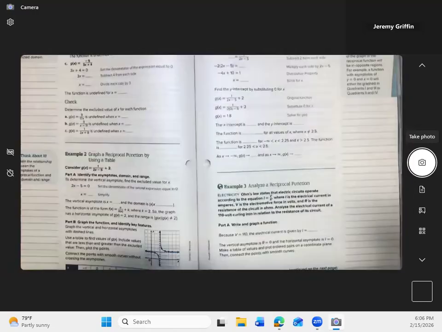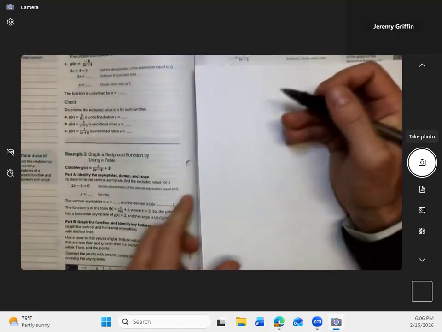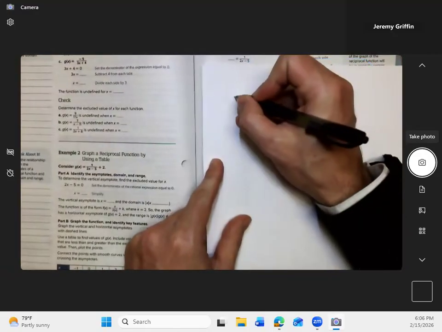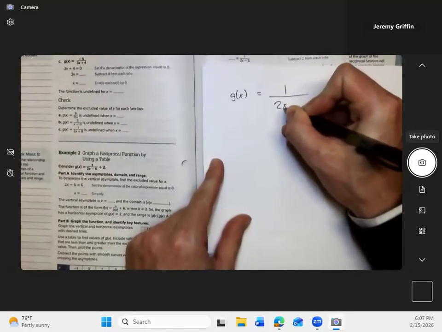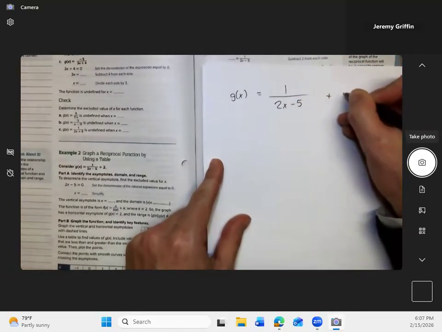All right. We got next example here. Graph the reciprocal function using a table. Actually, I was kind of setting up a table with you guys right here. That's been a method we've been using over and over in this class. You can always just plot a bunch of points and see what emerges. Could be helpful. That's fine. So let's go. G of x is 1 over 2x minus 5, and the whole thing plus 2.